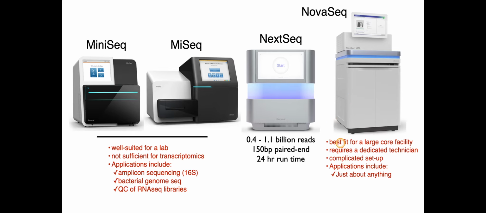In contrast, the NovaSeq is really best suited for a large core facility where there's a dedicated technician. The setup's more complicated than some of the smaller machines. The consumables are far more expensive. But the upside is there really are endless applications available to you on a machine like the NovaSeq. And again, the NextSeq strikes this nice balance where it can do many of the things that we would expect from a NovaSeq faster, and still maintains a lot of flexibility and small footprint.